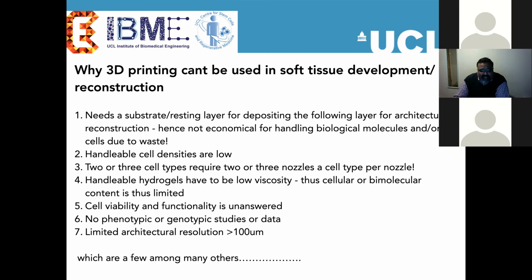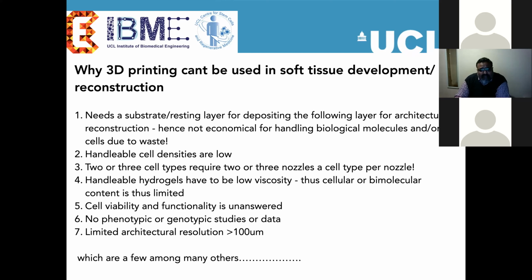Different cell types are obviously different sizes, and therefore they undergo high shear rates within the needles. Added to that, the cells are not only being sheared, but the hydrogels that you can use, the viscosities are also low. Therefore, once you actually deposit them, they spread rather than maintaining their integrity.